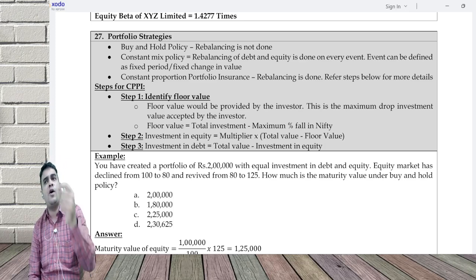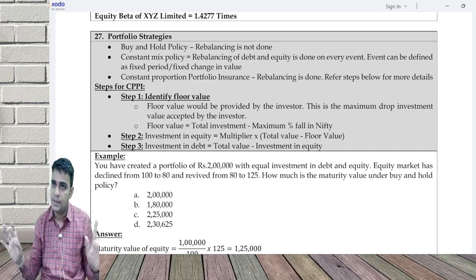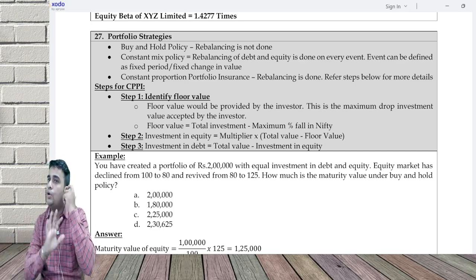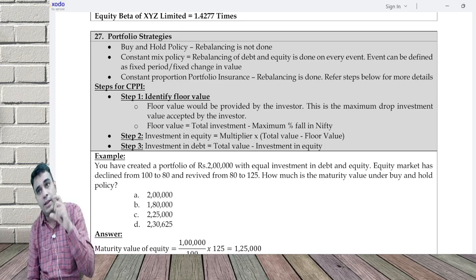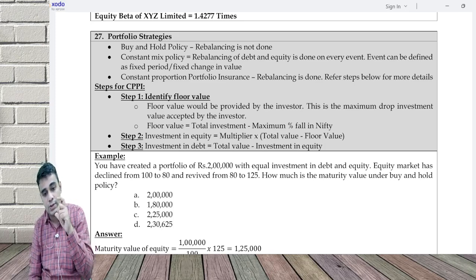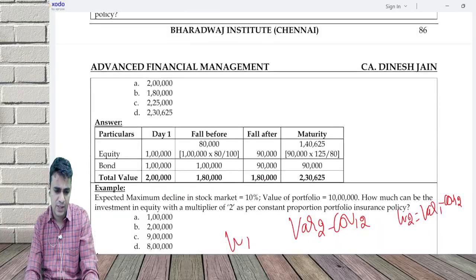Assume a 10% fall did not happen, don't do any rebalancing. A 10% up did not happen, don't do any rebalancing. You will do rebalancing only when that event happens. Clear? Any doubts on this? I'll do problems on this in some time.